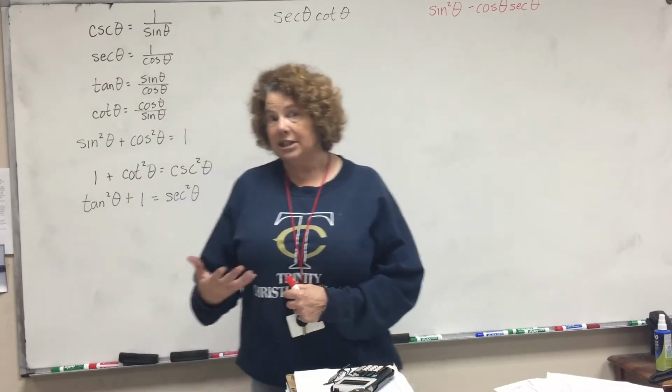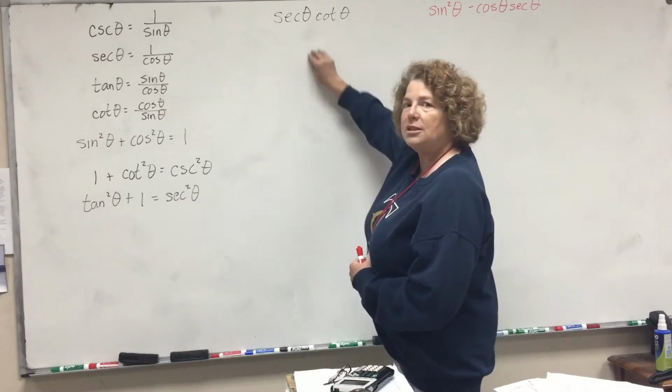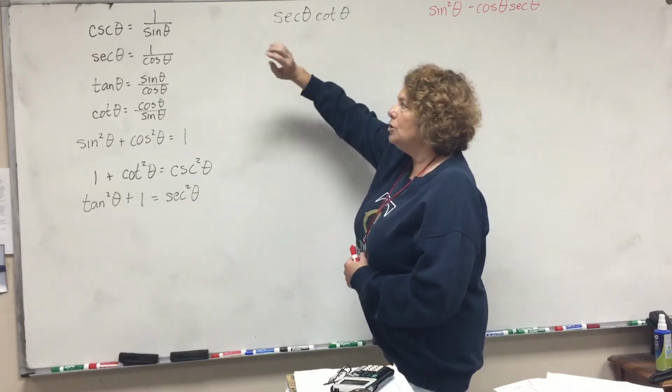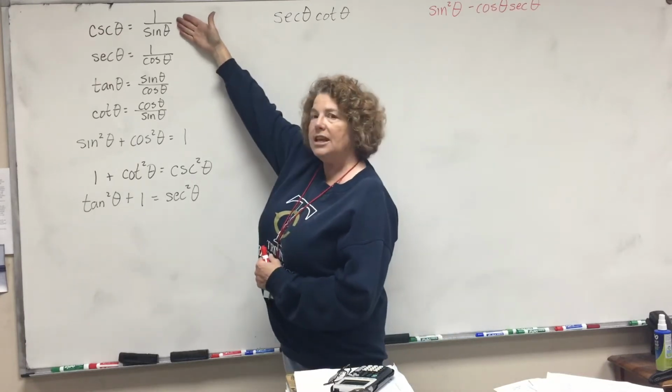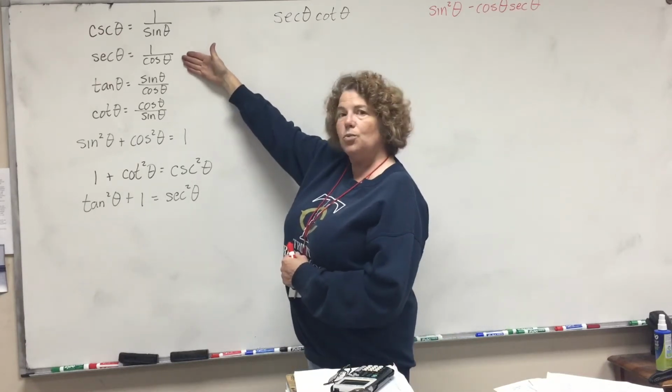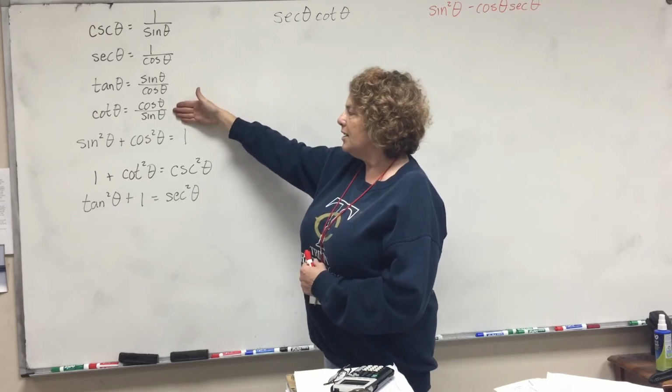So they ask you to simplify in this. What they want is to change this to a simple expression. What you do is you plug in the identities. Here are your identities. Your cosecant is 1 over the sine. Your secant is 1 over the cosine. Tangent, sine over the cosine. Cotangent, cosine over the sine.